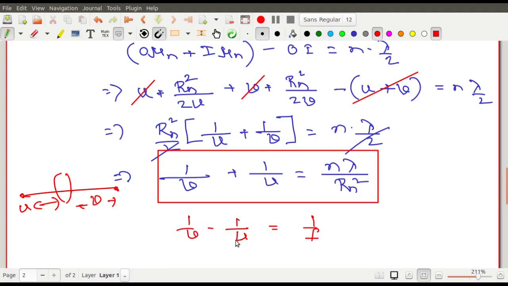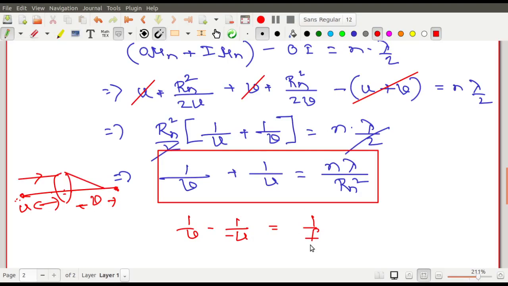What will be u? u will be negative because it is on the left side. So that is why u will be negative. And this focal length will be positive because the second focus, if the parallel ray comes over here, it meets over here, so that is the second focal length. Actually f here is the second focal length.